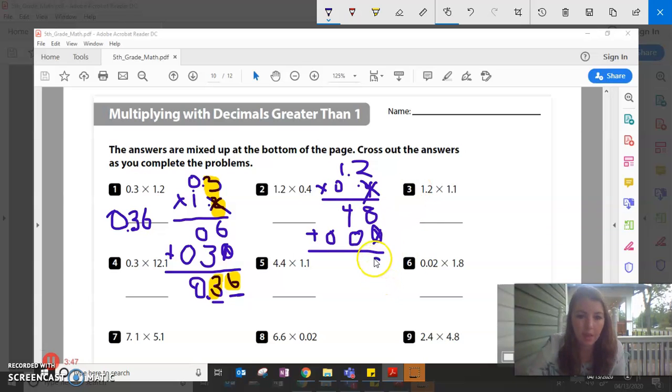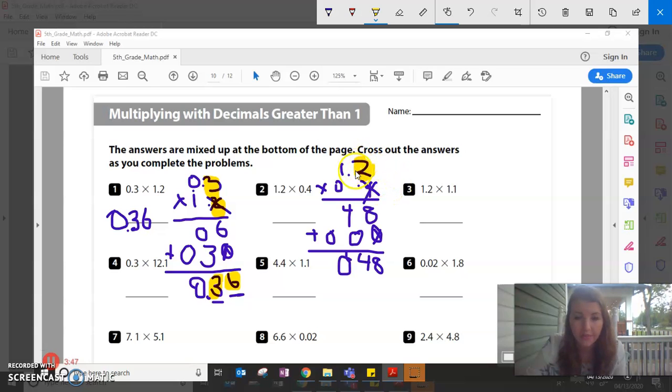I'm going to add them up. 8 plus 0 is 8. 4 plus 0 is 4. And 0 plus nothing is 0. How many decimal places does my product need to have? If you said 2, you're correct.